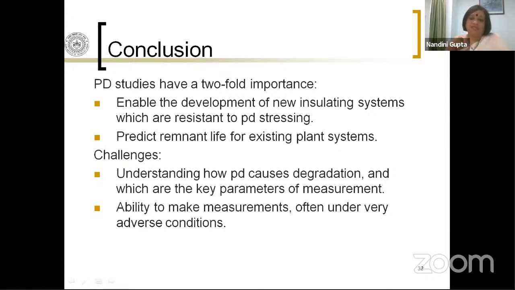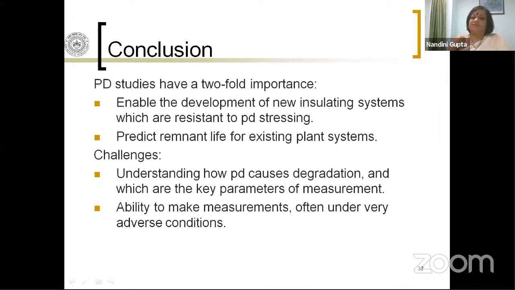And what we increasingly do is, from experience, we have some idea about which technique is suitable for which purpose. Generally, we would use a combination of electrical and non-electrical techniques to detect and identify a PD with reliability. Depending upon which power apparatus you are targeting, you would choose your PD detection techniques. There is no thumb rule for that, but your engineering judgment and your physical understanding will help you make that decision. In conclusion, as I say, PD studies have a twofold importance.